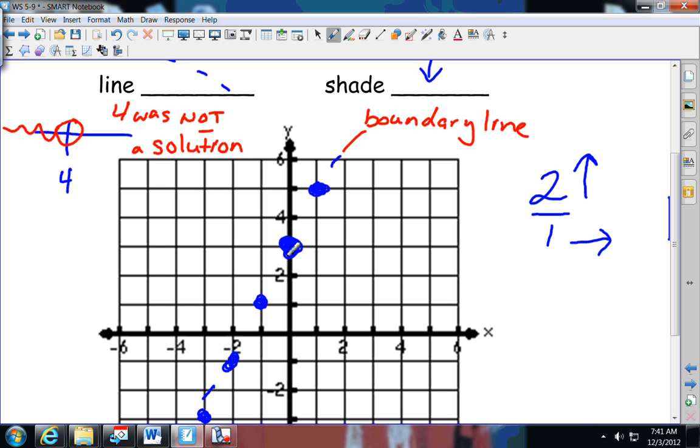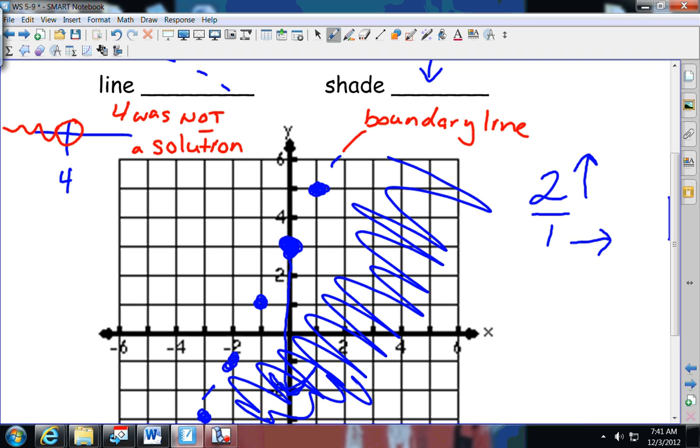So here's what you're going to do. I always like to start at the y-intercept. Put your pencil on the y-intercept. Draw a line straight down. That's the side of the line that you shade. Everything in this shaded area is a solution. Everything below the inequality line is a solution. Okay, let's try the next one.